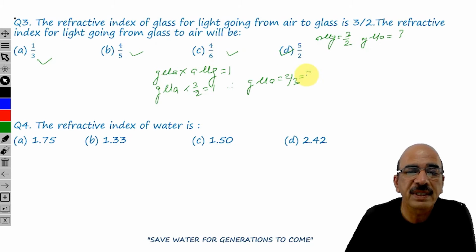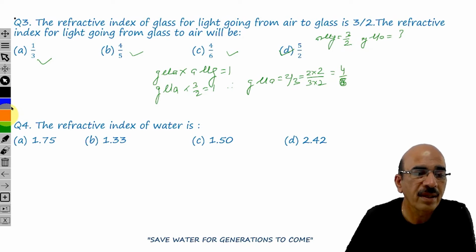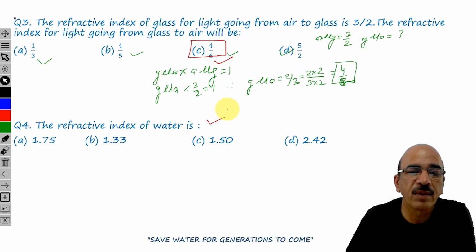So this means ये जो है it has been multiplied by 2. 3 2s and 2 2s, that is 4/6. So 4/6 is the correct option here. Okay, तो हमारा right option आ गया 4/6. Any problem here?